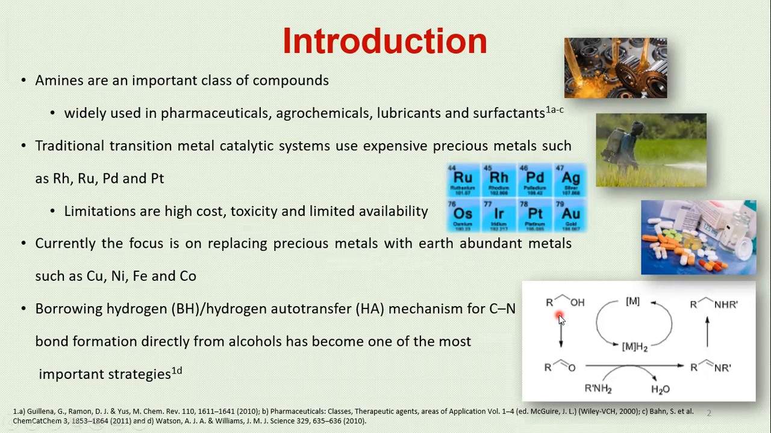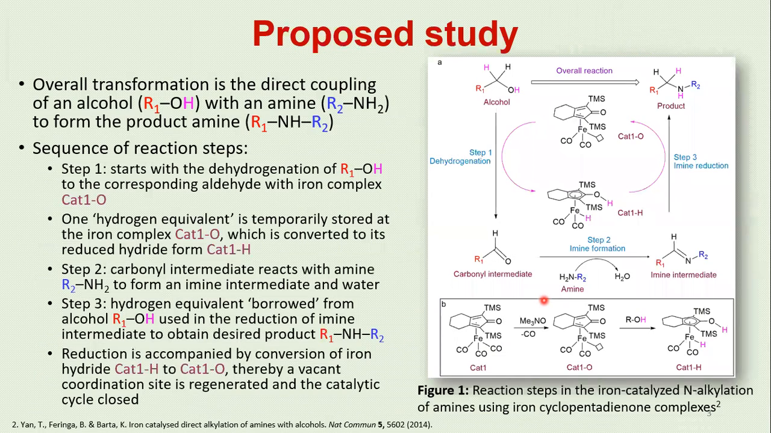The borrowing hydrogen or hydrogen autotransfer mechanism shown on the left has become one of the most important strategies for the green and sustainable formation of the carbon-nitrogen bond directly from alcohols. The borrowing hydrogen or hydrogen autotransfer reaction is an environmentally friendly and atom-efficient reaction. Alcohol is the alkylating agent and water is the only byproduct.